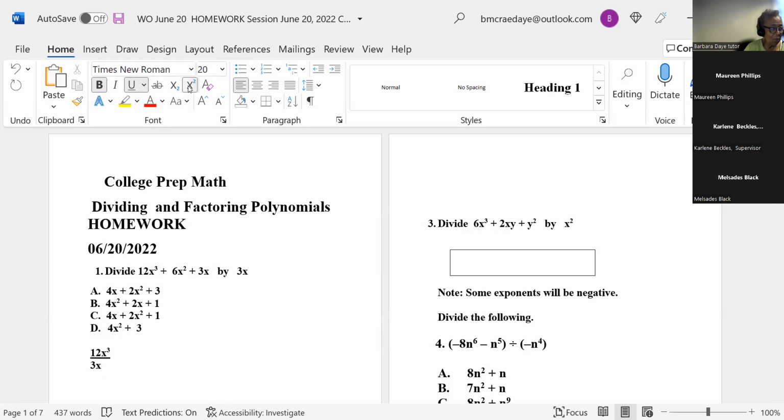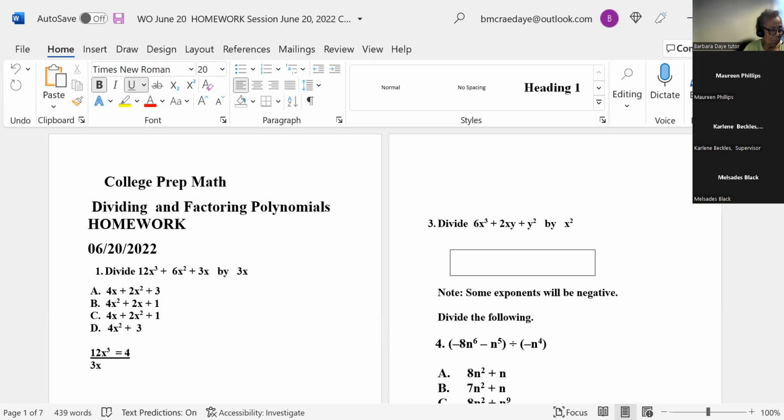What is that equal to, Mercedes? Divide the coefficients, then apply your exponent rules to the powers. So 12 over 3 is what, Mercedes? That would be 4x to the third. No, just 12 over 3. 12 divided by 3 is what? 4. Very good.